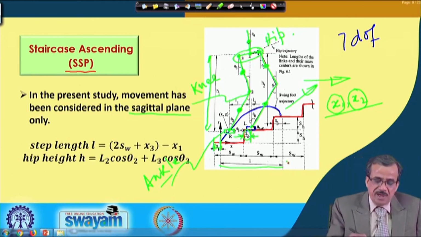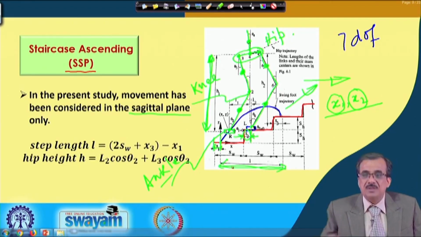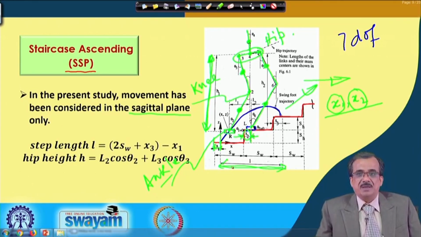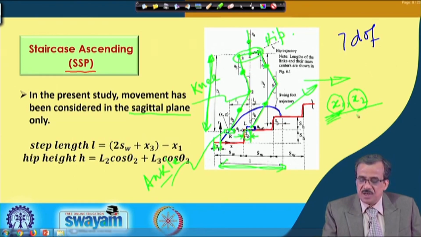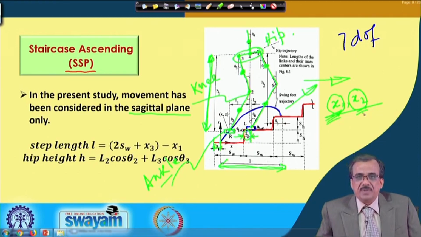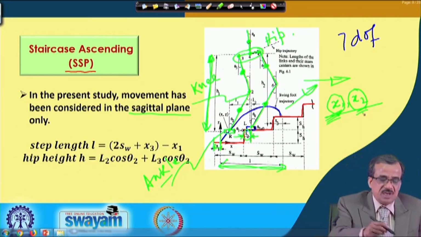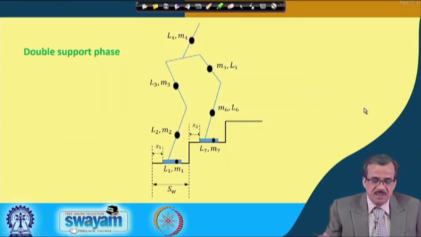So, what we do is we try to find out the height of this knee joint and this step length. And while negotiating the staircase, we take the decision regarding x1 and x2, where to put my feet. Now, all such things can be modeled using the principle of fuzzy logic that I am going to discuss.